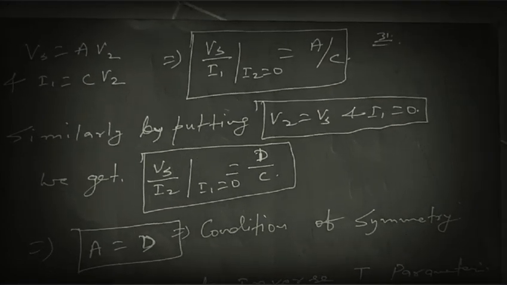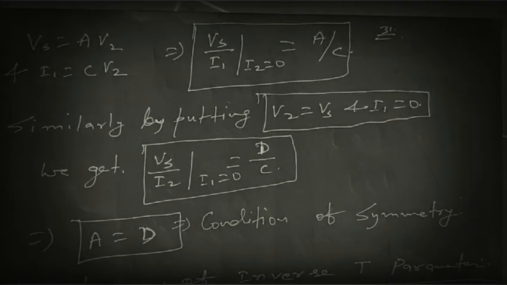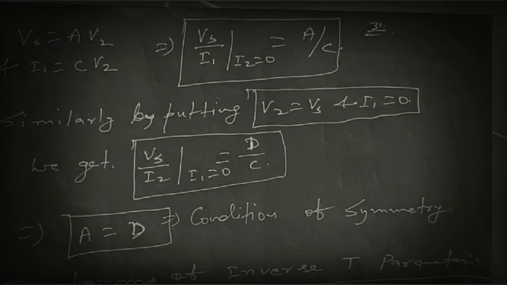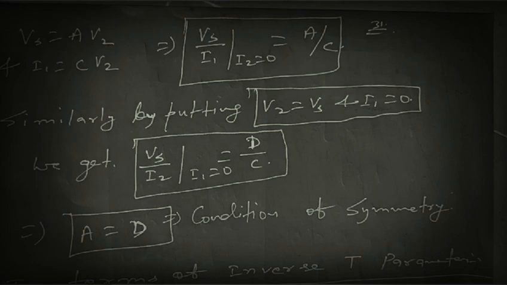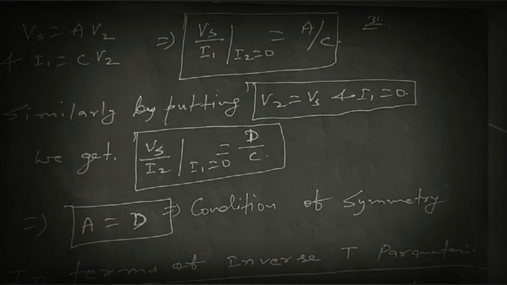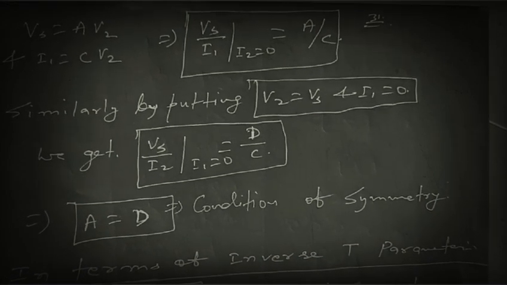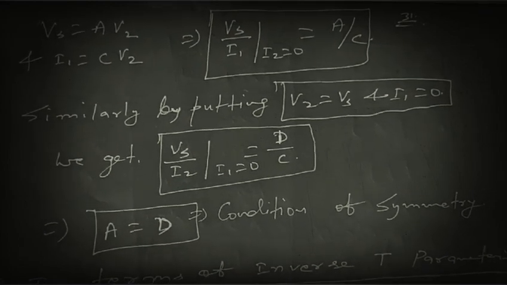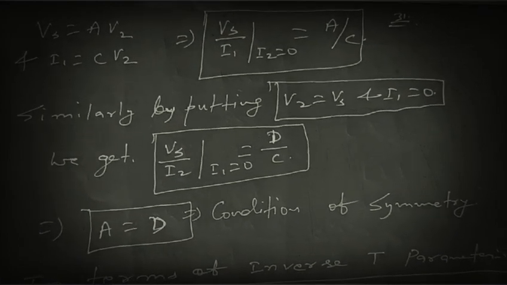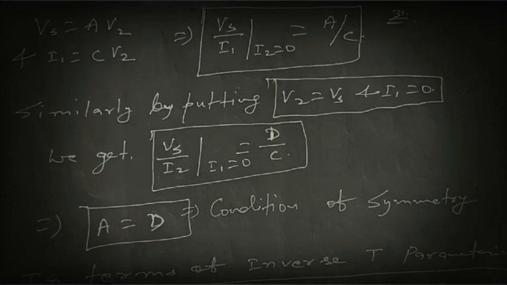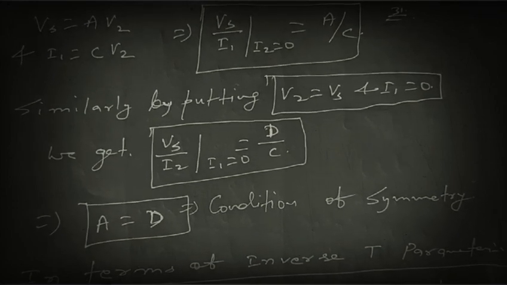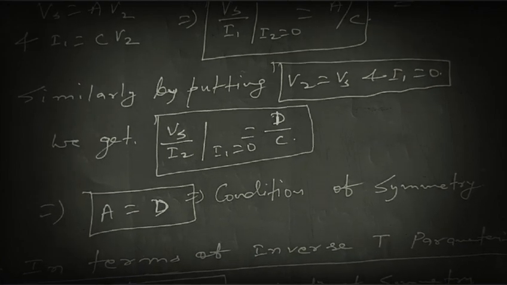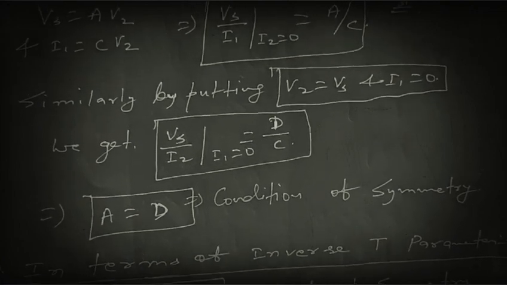figure B in the equations. After putting the conditions, we get Vs equal to A V2 and I1 equal to C V2. That means here we have made I2 equal to 0. From here we get Vs by I1 at I2 equal to 0 is equal to A divided by C. Similarly, by putting the conditions of figure B, that is V2 equal to Vs and I1 equal to 0, we get Vs by I2 at I1 equal to 0 equal to D by C.